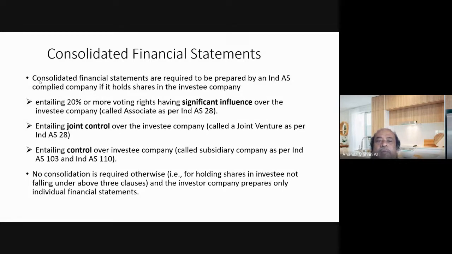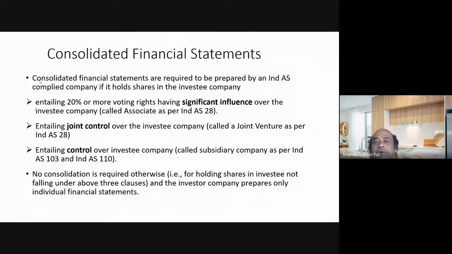So if you have 20% or more voting rights, and with that you have significant influence over the investee company, then it would be your associate, and in that case you have to prepare consolidated financial statements as per Ind AS 28. It is not under 110, but a separate Ind AS. But still, as per Section 129 clause 3 of the Companies Act, it is a consolidated financial statement.